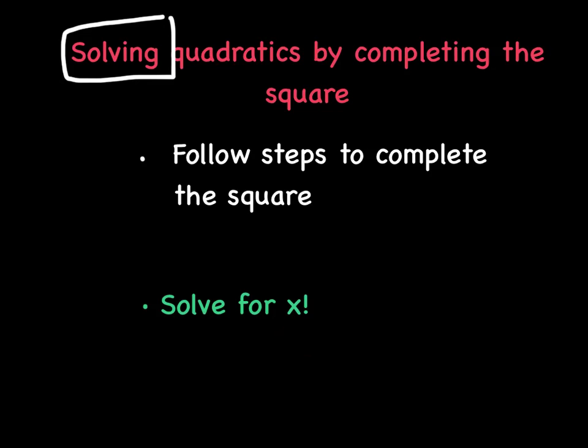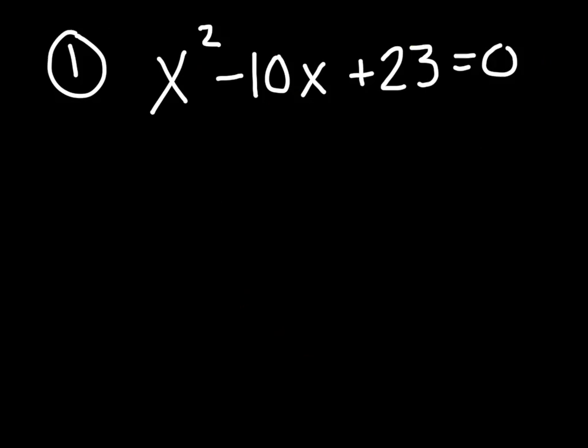Let's try a few. All right, example 1. Notice it doesn't say y equals anymore. We have x squared minus 10x plus 23 equals 0. So you're not putting it in vertex form. You're literally solving for x. If you try to factor, it's not possible. The only numbers that multiply to 23 are 23 and 1, and you can't factor. Now you could use the quadratic formula, but unfortunately the direction said you had to complete the square.